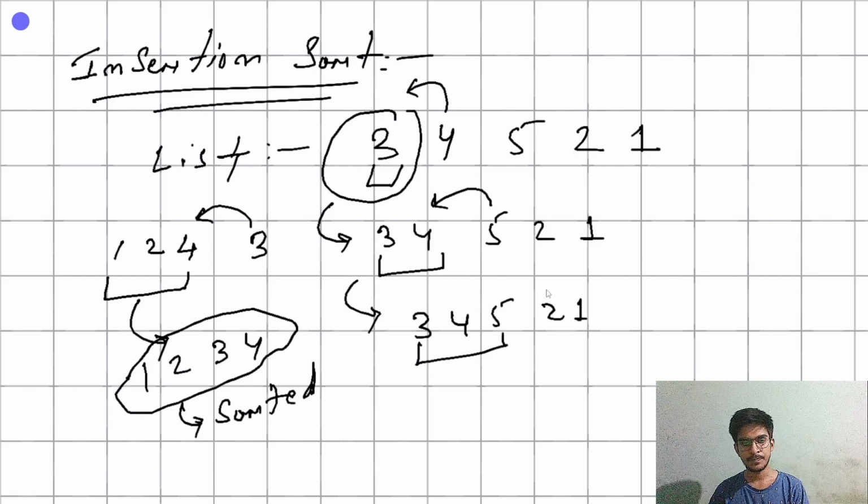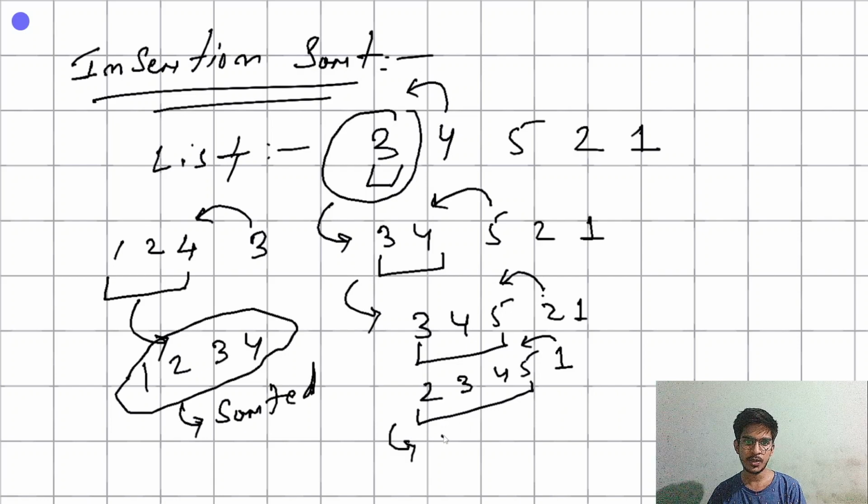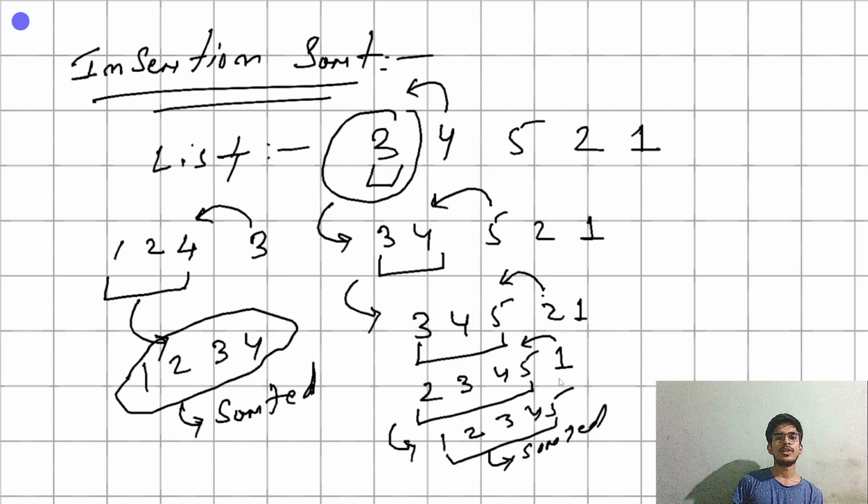Now we have to insert 2 into this list. Where will it go? It will go before 3, so it becomes 2, 3, 4, and 5, and here is 1. This is the new sorted list. Now we have to insert 1 into this list, and it will become 1, 2, 3, 4, and 5. So now the whole list is sorted, and we sorted it by the method of insertion sort. This is the basic idea of the insertion sort.